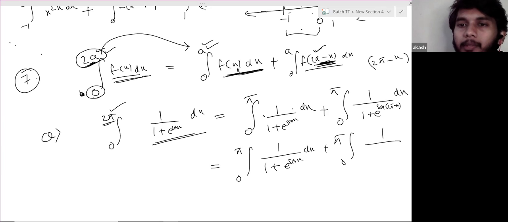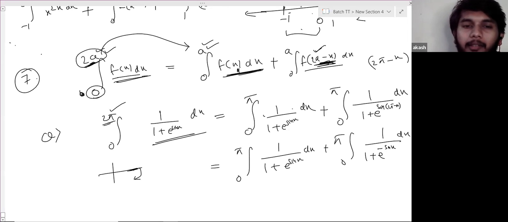So this is 1 upon 1 plus e to the power sin x dx plus the integral from 0 to pi of 1 upon 1 plus e to the power sin of 2 pi minus theta. What is sin of 2 pi minus theta? This is minus sin theta, so minus sin x. 2 pi minus theta is in the fourth quadrant, where sine is negative. Is everyone clear about the trigonometry thing?